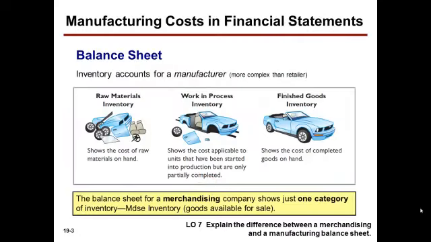First, look at the balance sheet. Inventory accounts for a manufacturer are far more complex than a retailer. A manufacturer buys raw materials, inventories it, begins to make production, inventories it in a work in process account, and when it's finished, moves the cost to a finished goods inventory account. This contrasts to a merchandiser, which just shows one category of inventory: merchandise inventory, goods available for sale.